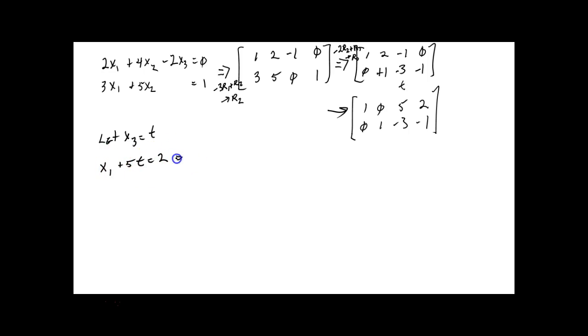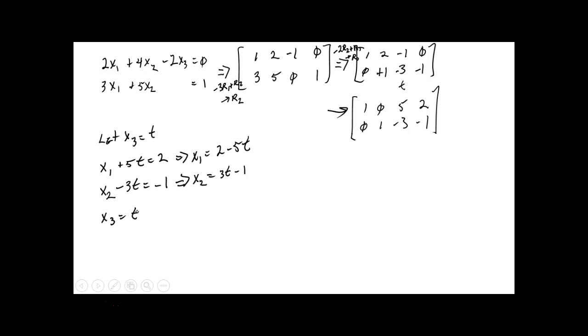So what's x of 1? 2 minus 5t. Right? Now what's that second row telling us? X of 2 minus 3t equal negative 1, and that implies that x of 2 is equal to 3t minus 1. Okay? And, of course, we know x of 3 is equal to t.